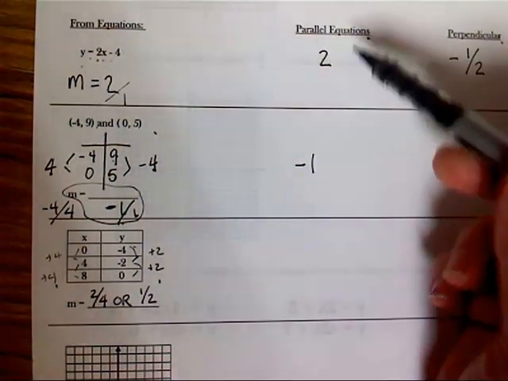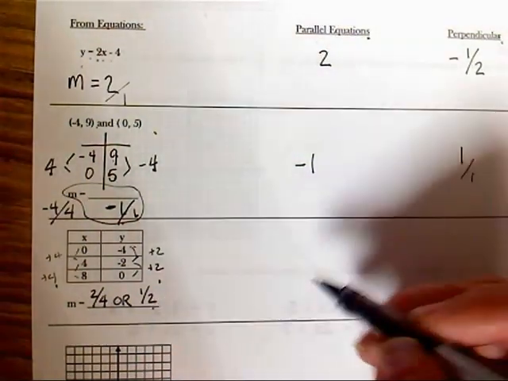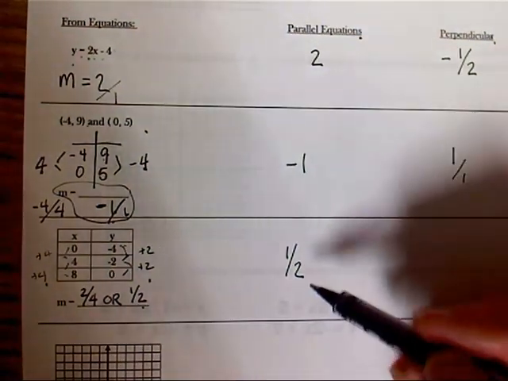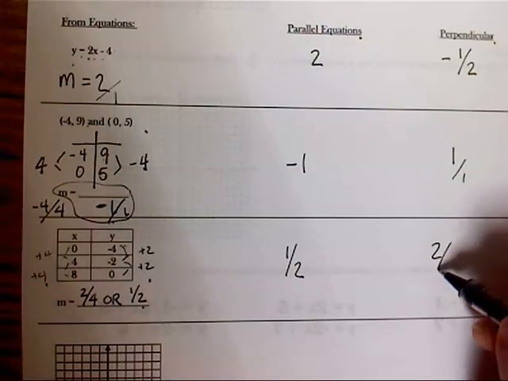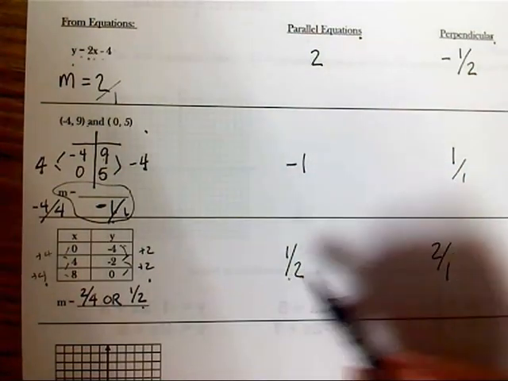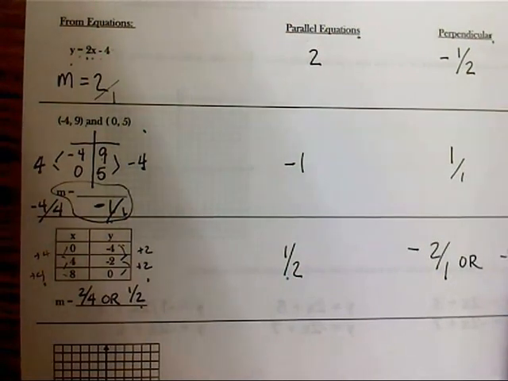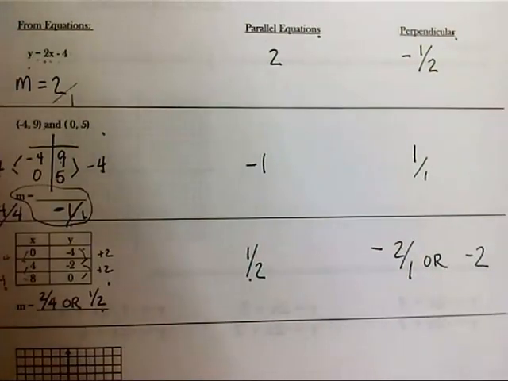So the parallel, exact same, 1/2. The perpendicular, flip it over, so now it's 2/1. If it was positive, now it's negative. You could also write this as just -2. You don't have to write the 1 underneath.